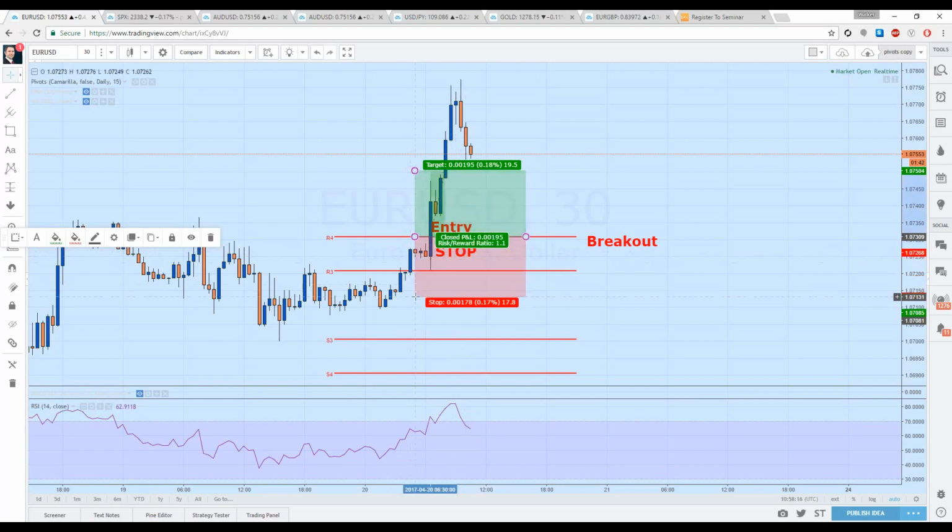Traders can likewise extend their stop inside of the range.